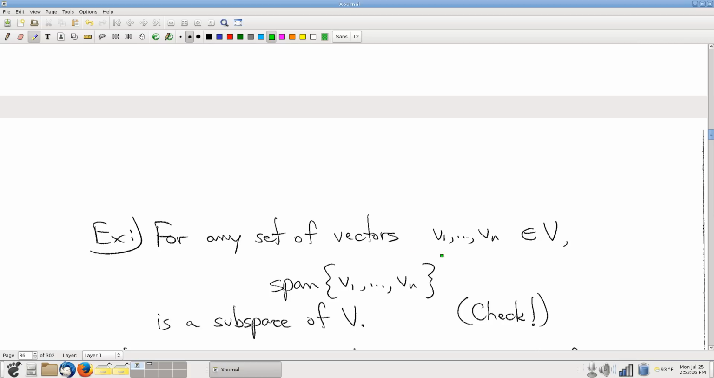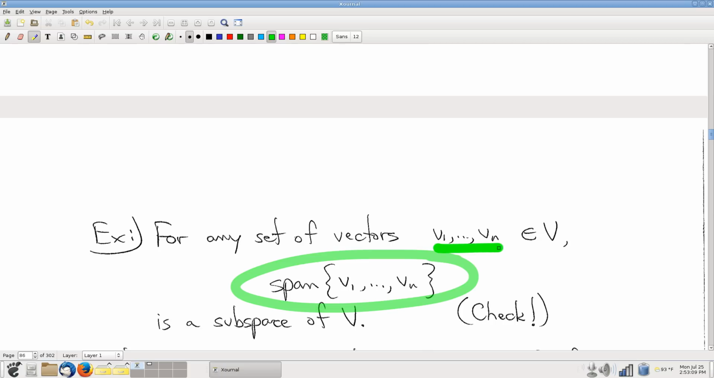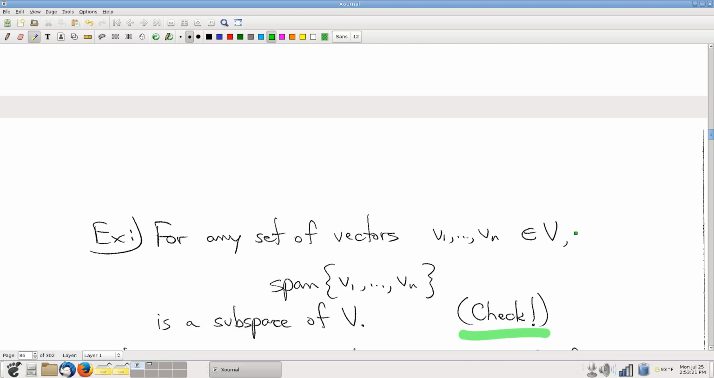Let's consider the span of a collection of vectors in a vector space. Well, it's not hard to show that this is a subspace of that vector space. I'm going to leave this as an exercise for students to do on their own. Remember, all you have to do to check that this is a vector space is show that it is closed under addition and closed under scalar multiplication. So check these two things.